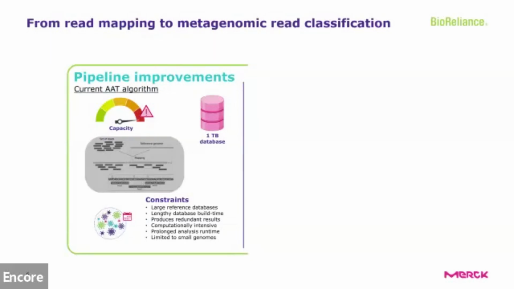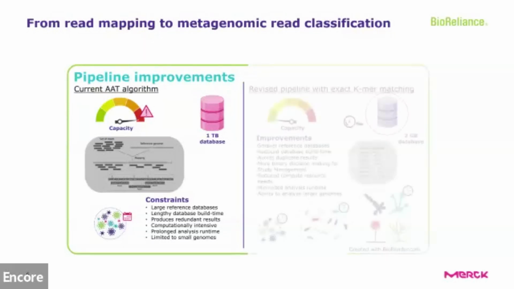We also have a lot of redundant results. So one read that hits multiple accessions or multiple taxa. So for study management, that's a lot of data to look through. As I said, it's computationally intensive, and it's only limited to small genomes. So if we want to look at bacteria or fungi, the databases are even larger. And we could technically run it, but then we have to run it on an even more expensive cloud instance. So various reasons to switch to a K-mer algorithm because of that.